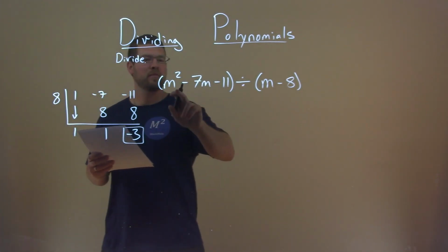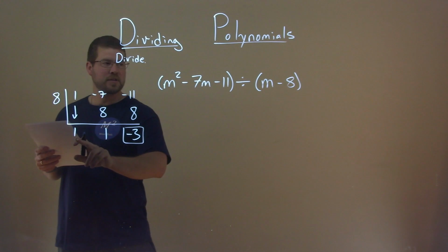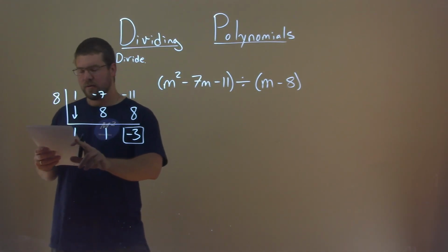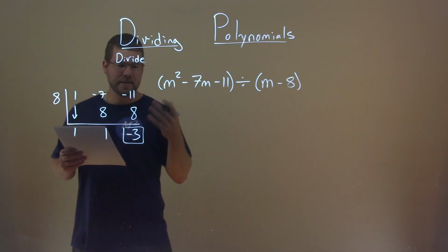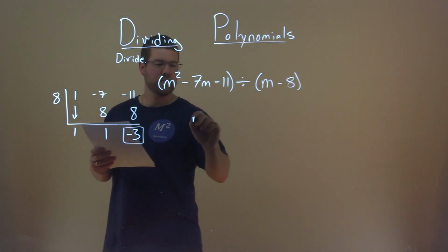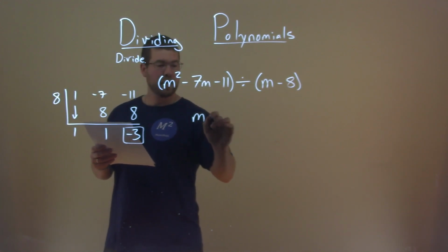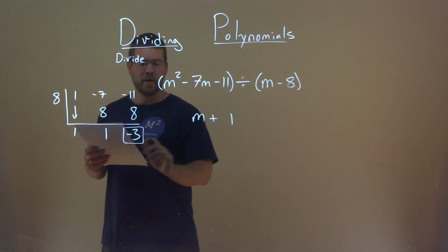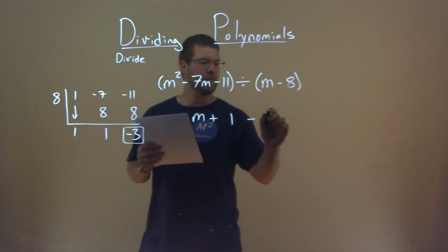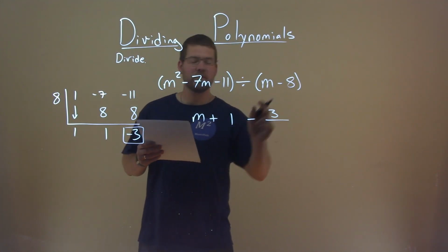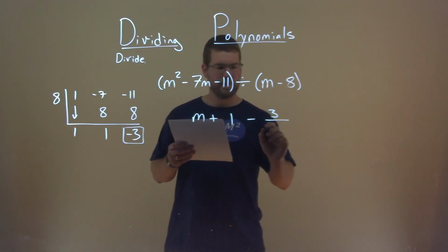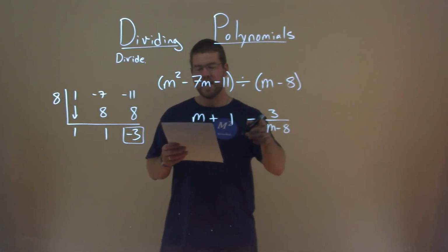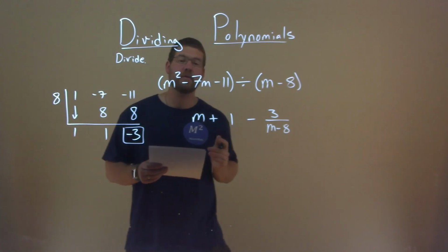So how do we translate that to an answer here? Well, we're dividing m squared by an m. And so this is going to be actually the coefficient. M squared divided by m is just an m. So we start with an m here, and we go down the line from there. So the first one is 1m, so we just write one of them, plus, now we're at the numbers, 1, minus the remainder, 3, over what we're dividing it by, m minus 8, and there's our answer. M plus 1 minus 3 divided by m minus 8.